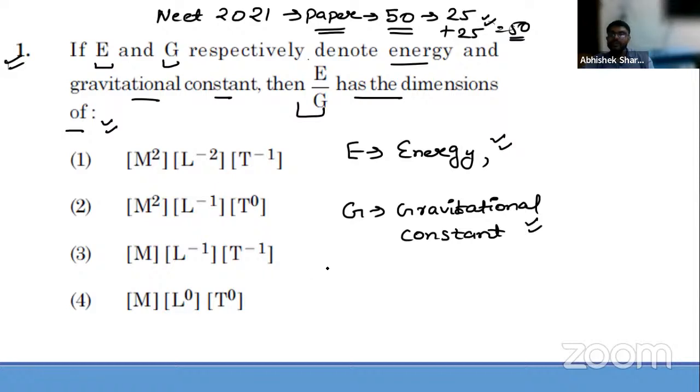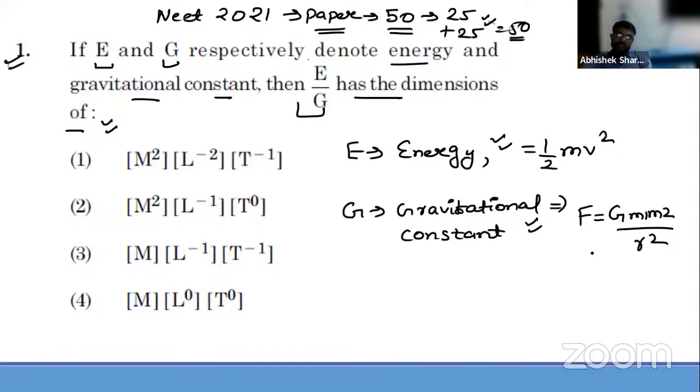Okay, we know this thing. What is energy? Let us take simple energy, that is half mv square. How will we find the gravitational constant? We know the formula: the gravitational force between two particles is F equals G m1 m2 upon r square. That is fine, but if we use this formula and divide E by G, this will not work.